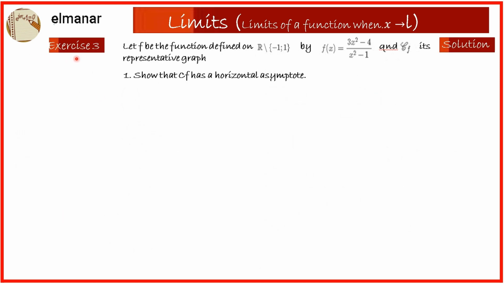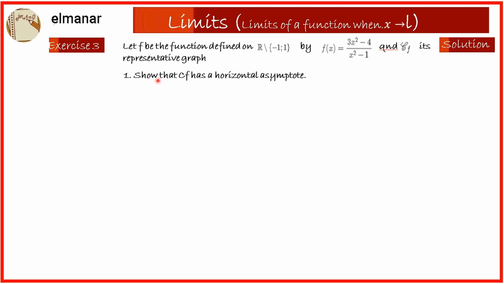Exercise 3. Let us consider the function named f, which is defined on the set of all real numbers except for -1 and 1. This function is given by the following expression: 3 times the square of x minus 4, the whole divided by the square of x minus 1. We will denote by CF the graph representing this function.